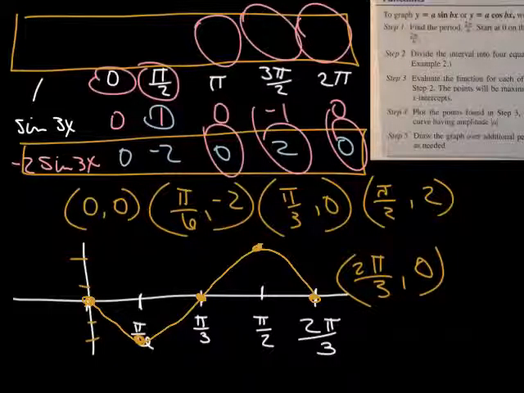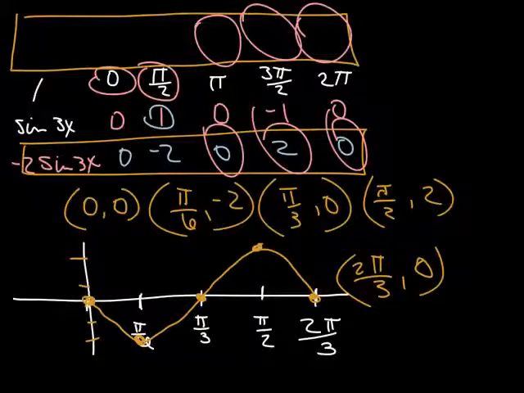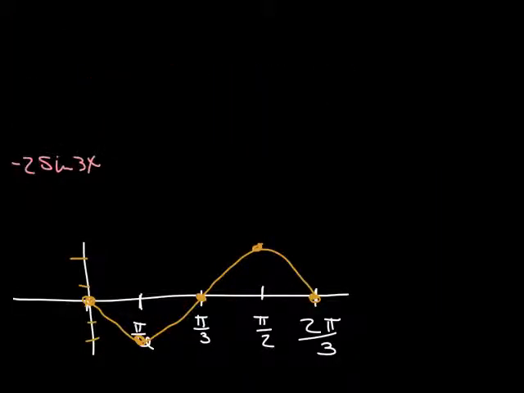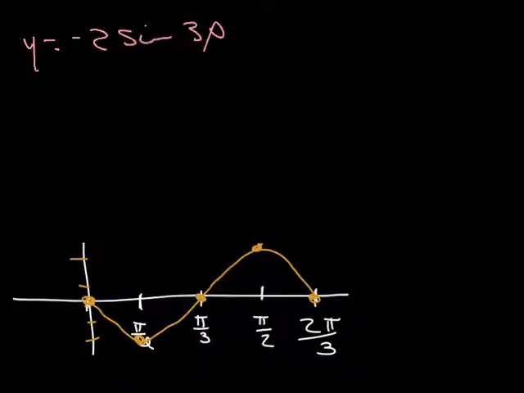I didn't even have to worry about, and let me write the original one on here again real quickly of what we were doing. Get rid of all this stuff. Our original problem was y equals negative 2 sine of 3x. I didn't even have to worry about what this negative did, or what the 2 did, or the 3. I just followed my steps, and it all came out.